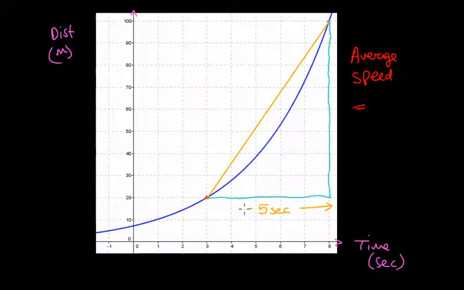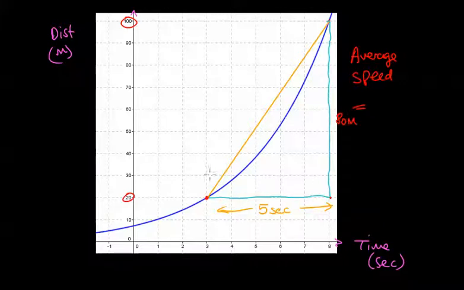So this is my horizontal step. And then my vertical step: how far has the object travelled within that 5 second time frame? Well, at 3 seconds, it was 20 meters away from its object, and then 5 seconds later, at 8 seconds, it's 100 meters away from the object. So that vertical step is a distance of 80 meters. So in that 5 seconds, it's travelled 80 meters.